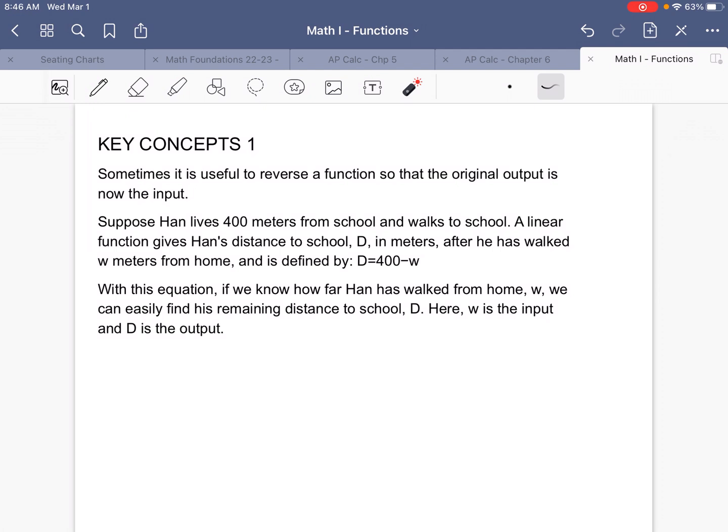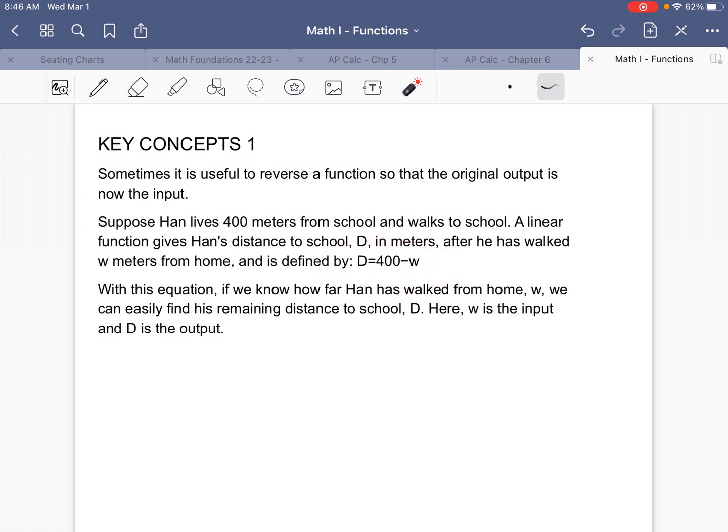Day 17, inverse functions. Sometimes it's useful to reverse a function so the original output is now the input. Suppose Han lives 400 meters from school and walks to school. A linear function gives Han's distance to school, d, in meters after he has walked w meters from home, and is defined by d equals 400 minus w.